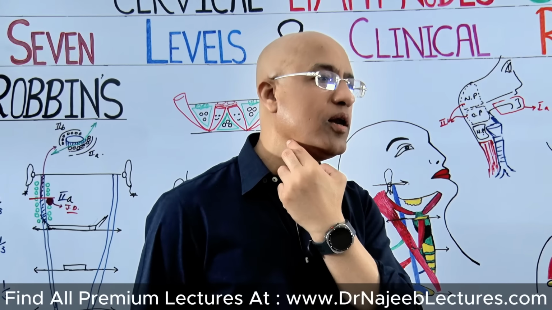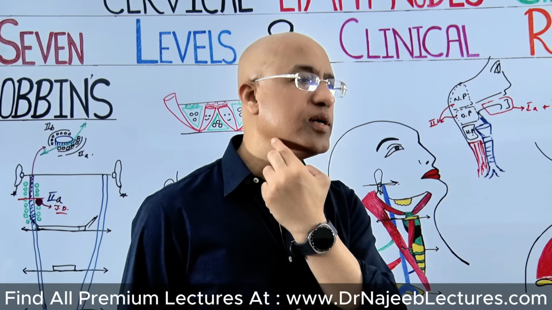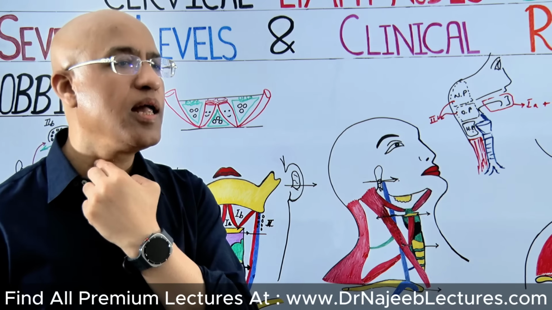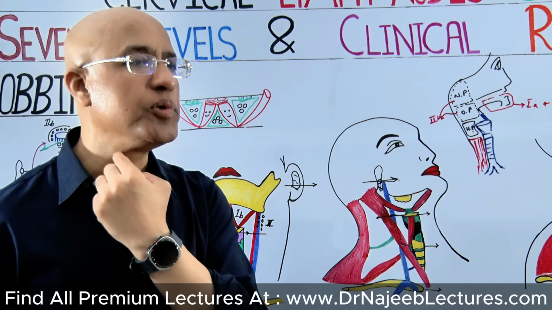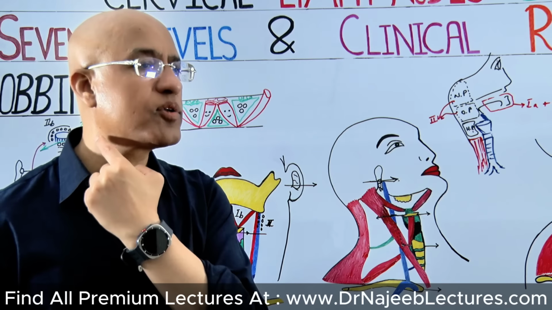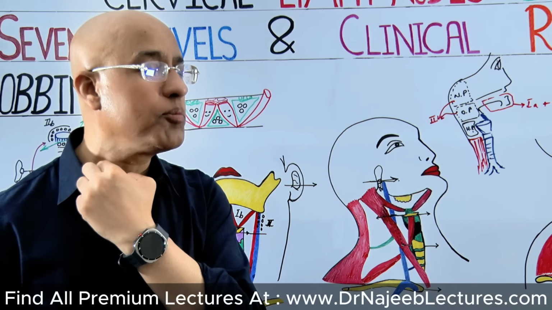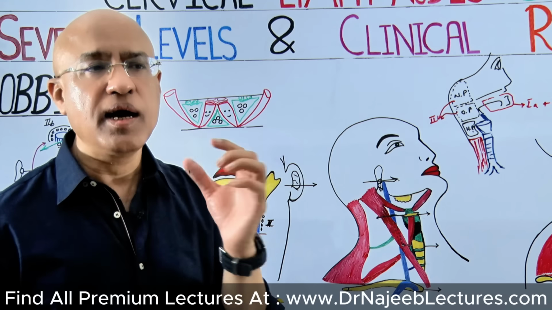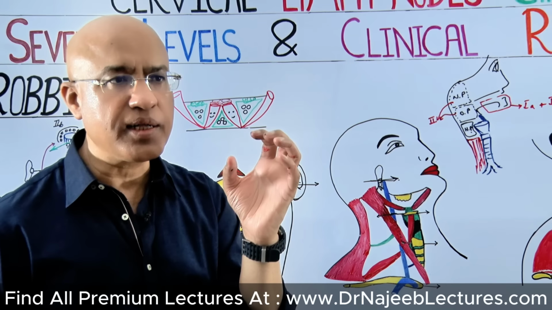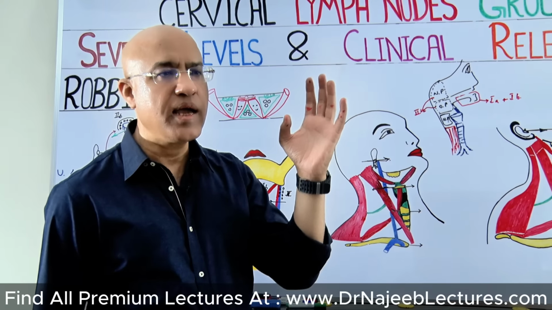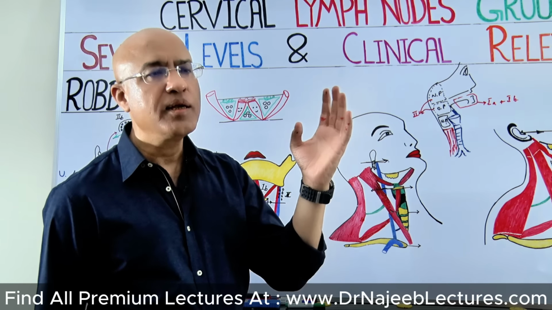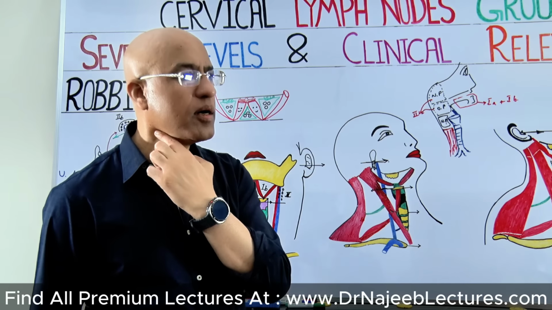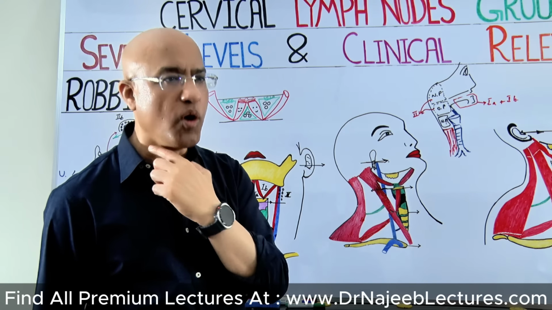Then level 2, which is extending from the base of the skull up to the inferior border of the hyoid bone, and some are the anteromedial group, which is called 2A, and some are the posterolateral group, which is called level 2B. These levels are the catchment area for the lymphatics from the oropharynx and nasopharynx. And if there is infection or cancer from there, that will make these lymph nodes involved, right?